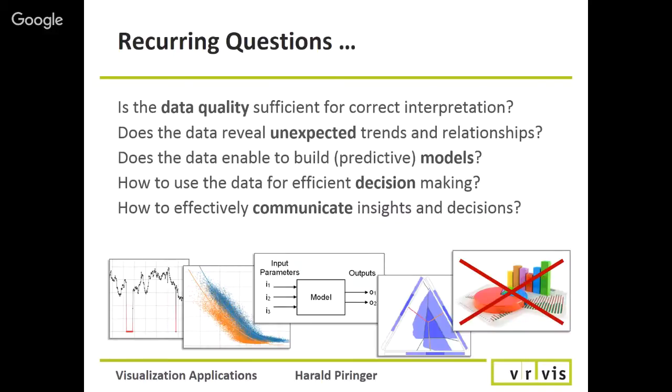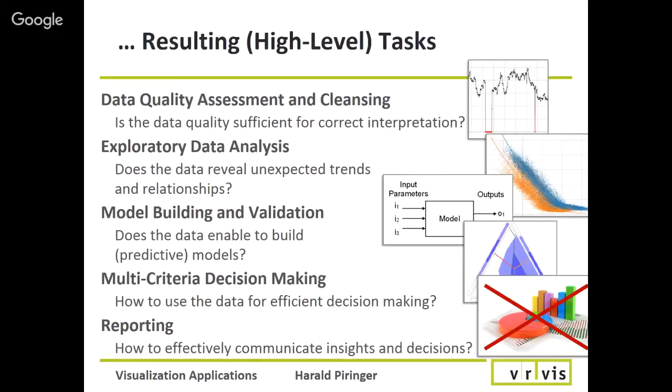So I would say that those five recurring questions are of course not everything, but they are very frequent and match certain high-level tasks that we try to address. And our vision is to have a system that tries to address these: data quality assessment and cleansing, exploratory data analysis, model building and validation, multi-criteria decision making, and reporting. I try to structure my talk with respect to these high-level tasks.